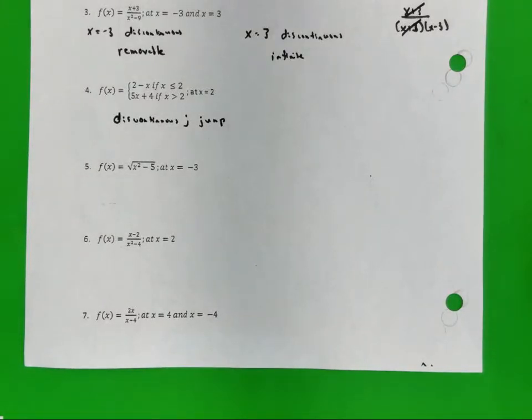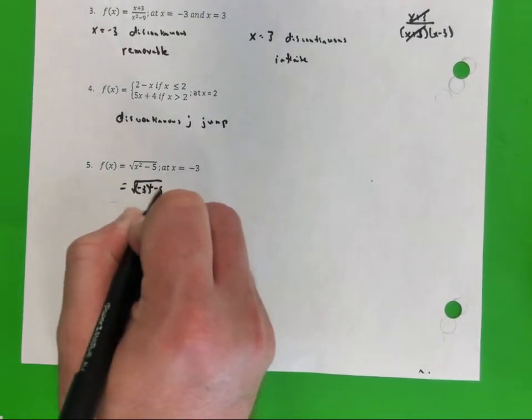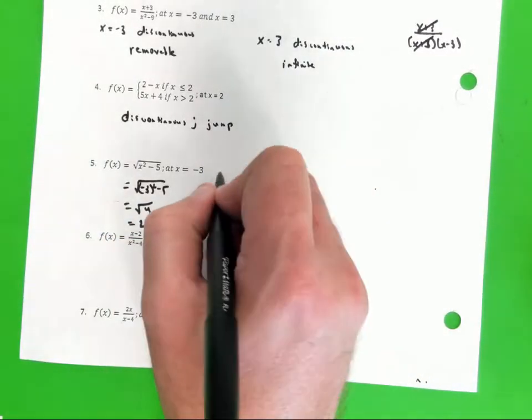That's an imaginary number. Do y'all agree with Tyler on number 5? Because what's negative 3 squared? 9 minus 5 is? Square root of 4 is? So is it continuous at that point? Yes, because you got an answer. Does that make sense, Tyler? Yeah, I forgot to square it. So that's continuous. It does exist at that point. So I'm going to put continuous.